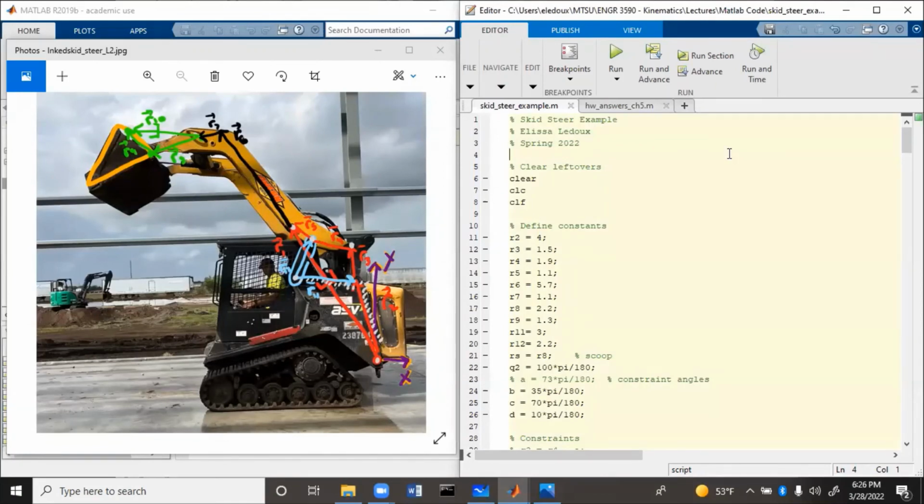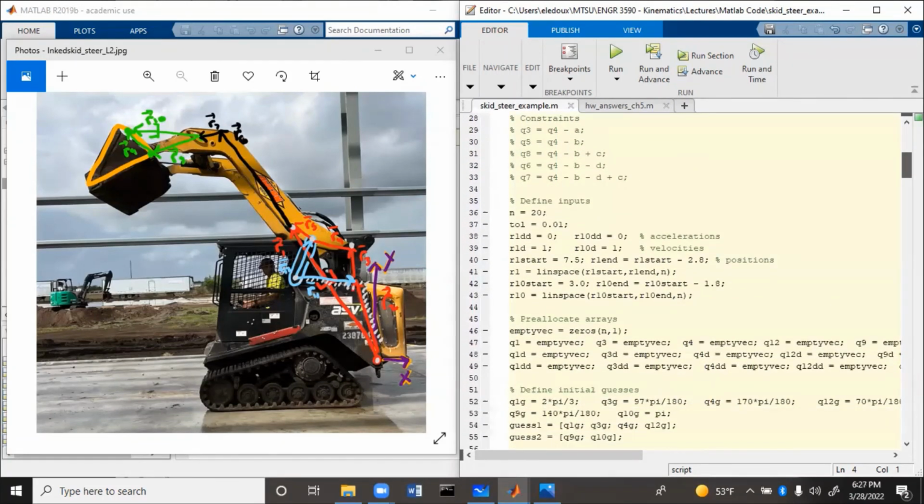So here we are in Matlab. You can see I started out with defining all of the constants and all of the constraint angles. Then I put these constraints here just to remind myself what they were. Defining the inputs. So R1 and R10 are our inputs. So that's here, figuring out how far that should go, and R10, figuring out how far that should go.